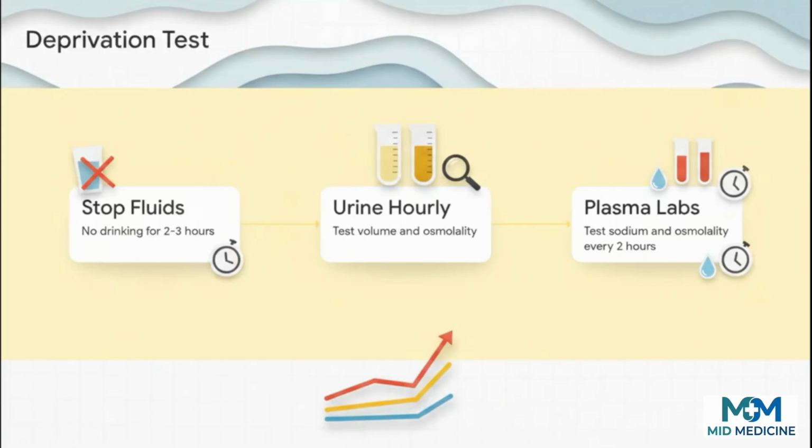Once we strongly suspect true DI, we've got to prove it using the confirmatory water deprivation test. This is a pretty rigorous protocol where we stop the patient from drinking any water for a set period. We measure their body weight, urine volume, and osmolarity every single hour, and their plasma osmolarity every 2 hours. We are literally denying them water to force their body to concentrate the urine. If the urine osmolarity naturally rises above 600, well, DI is ruled out. But if the plasma osmolarity climbs and the urine stays completely dilute, boom, we've confirmed the diagnosis.